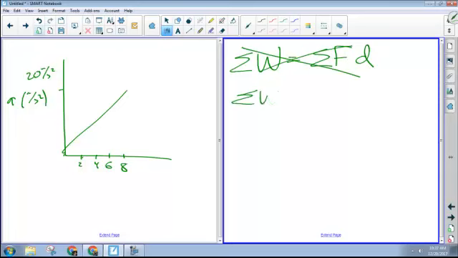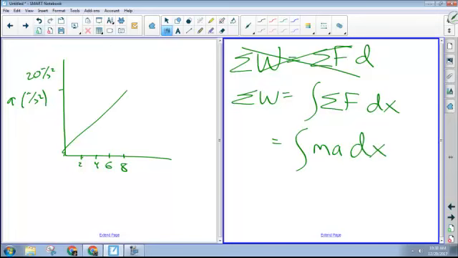So my net work is the integral of net force with respect to x, yes? Yep. Okay, but my graph doesn't have net force on it, it's got acceleration. So this is the integral of mass times acceleration with respect to x, yes? Follow? Yep. So that mass times, because mass is fixed, right? Yep.